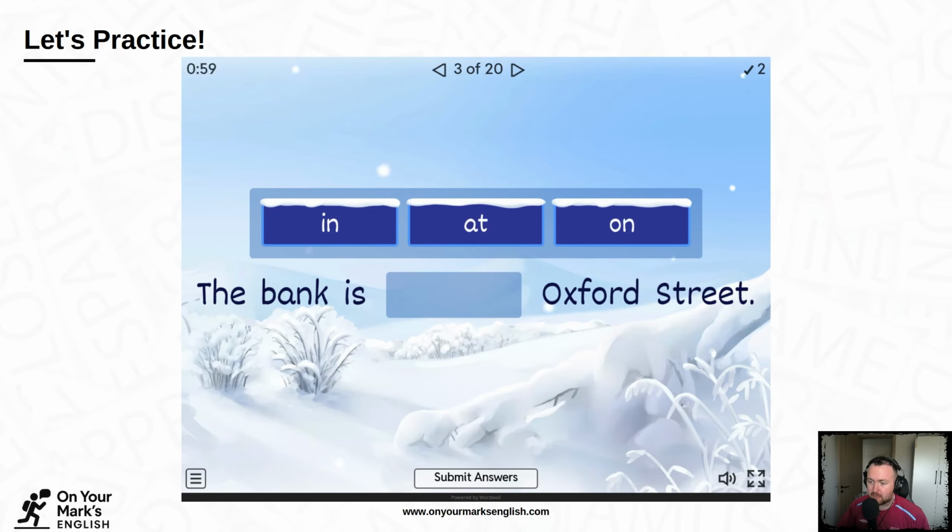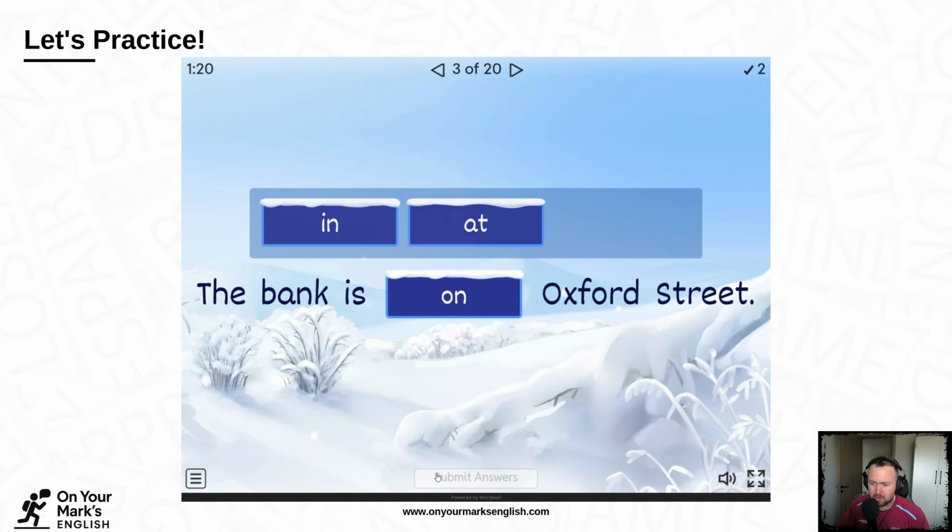Okay, the bank is Oxford Street. So we got to think about it. How specific is this place? Is it as general as a country? No. Is it as general as a city? No. Is it as specific as like a place on a street? No. So it's somewhere in the middle. So we're going to say the bank is on Oxford Street.